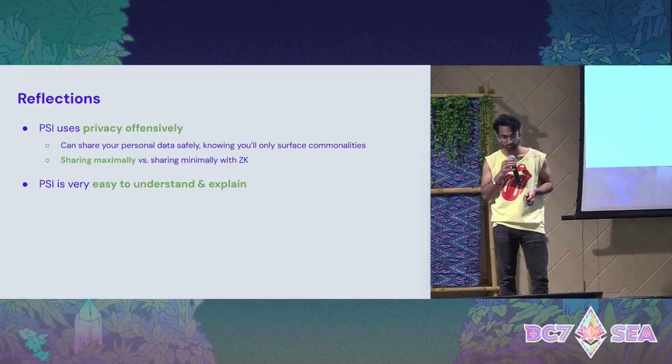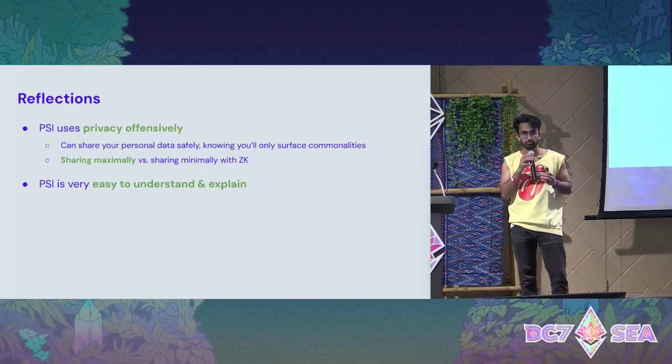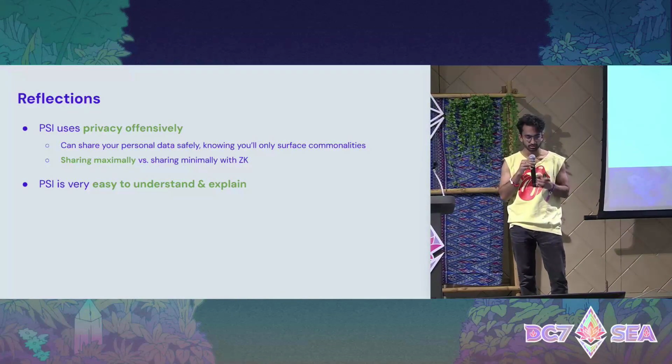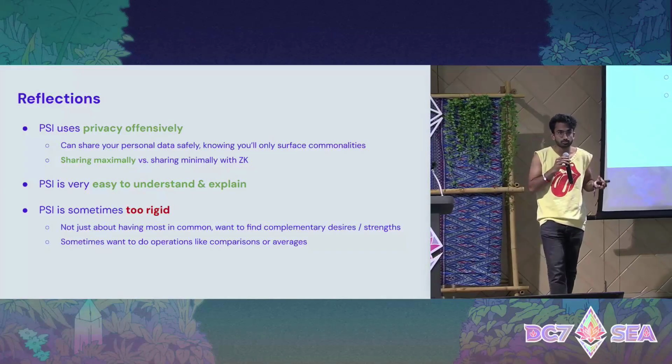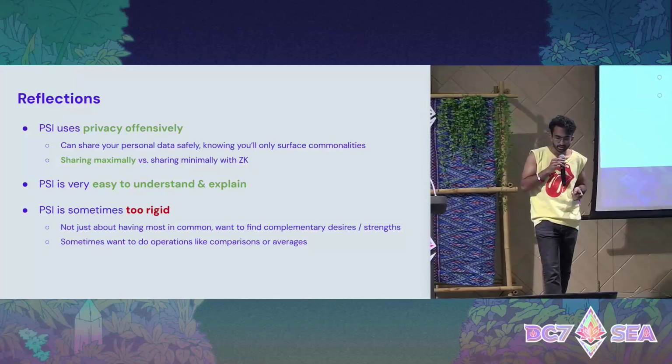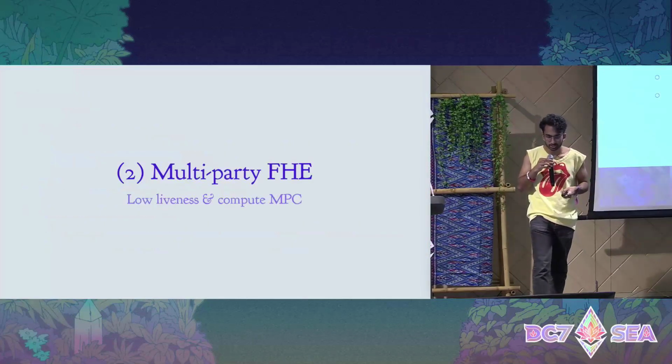I think PSI is also very conceptually easy to explain. Out of all the different cryptography that I've worked on, this is the one that a layperson can pick up and understand the fastest. But at the same time, it's a very rigid protocol. It's quite simple and not very expressive. And often in these sorts of matching and discovery things, you want to do more complex operations.